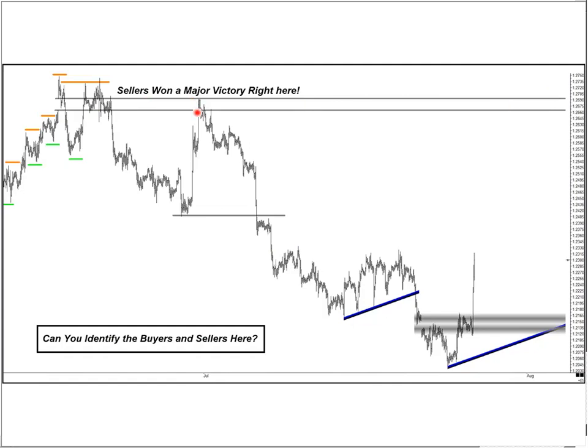126.60, 126.80, 127, right in there. Sellers won a major victory. Don't forget that. This is fact to the upside. This is our fact to the downside. Can you identify the buyers and sellers? Well, I know there's sellers here. How about you?